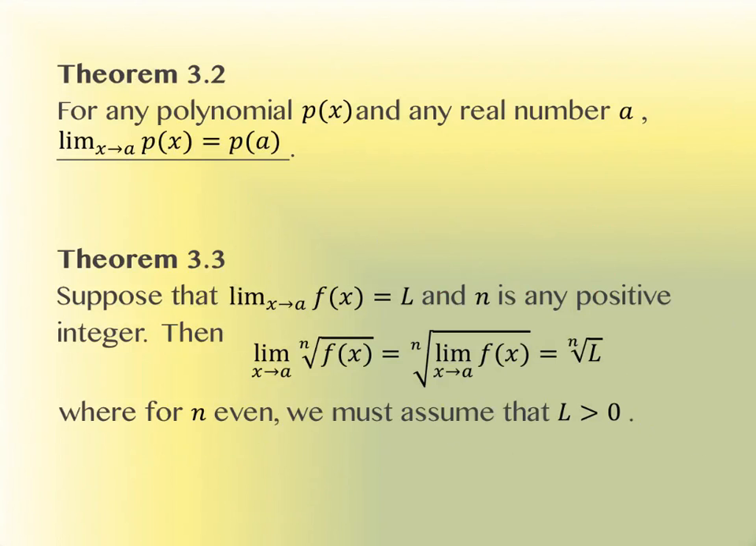All right, so we're going to take a look now at Theorem 3.2, and these are just sort of repercussions of what Theorem 3.1 allowed. So Theorem 3.2 says that if I have a polynomial, do you guys remember what a polynomial is? Can you give me an example? Like x squared plus x plus 7. That would be a polynomial.